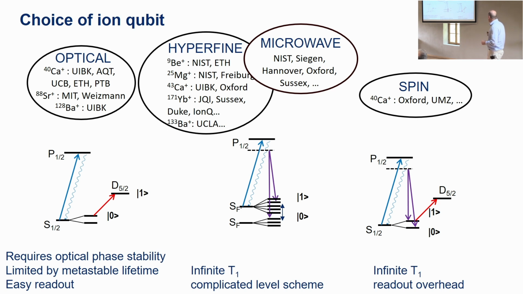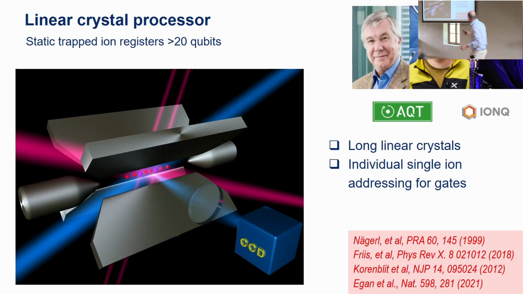For the readout, you go to the optical qubit. So this is all basically interconvertible. So you can also choose your qubit and do it kind of spin qubit first, hyperfine then, and so on, whatever you like. So we do this one in calcium 40.